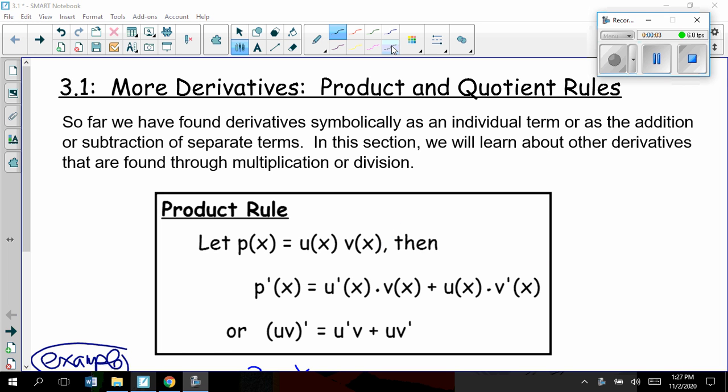We are starting chapter 3 now. And so in chapter 2, you started learning a whole bunch of derivative rules. You got the power rule, you've got rules for the derivative of sine and e to the x and b to the x and all of these things.